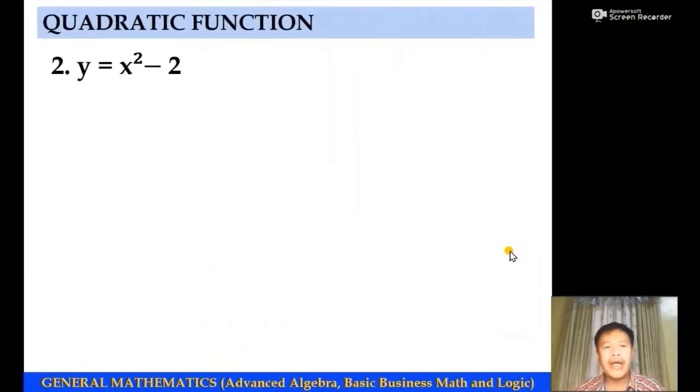We will proceed with example number 2 under quadratic function: y is equal to x squared minus 2. You are going to scrutinize the given function.